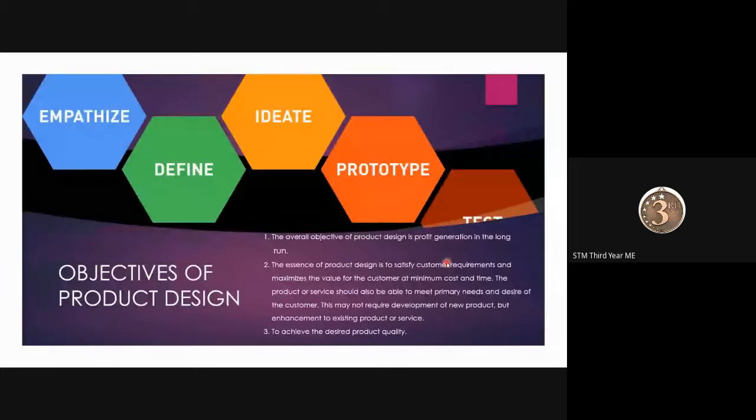Okay, so they require the value of the product or the function of the product at minimum cost and time. So that is the second objective of product design. First was profit generation. Next one, satisfy customer requirements on the basis of minimum cost and time. Okay, that is the second product design objective.